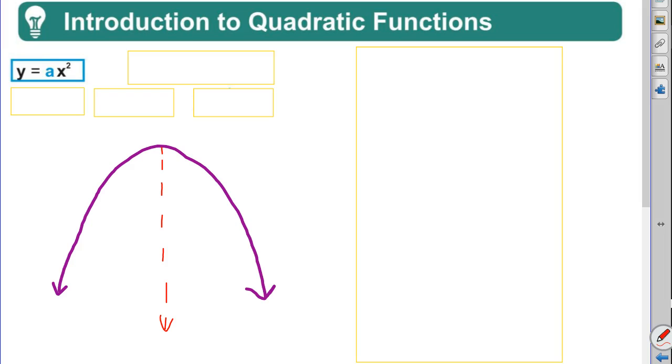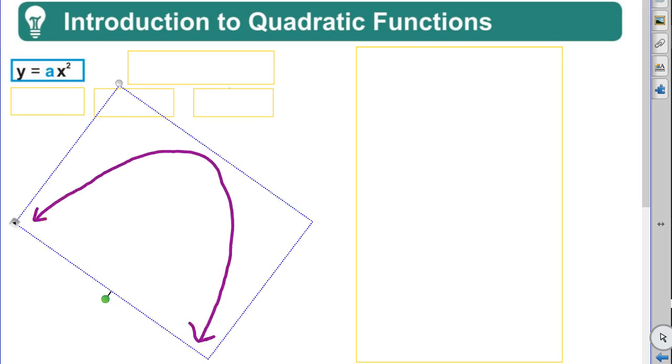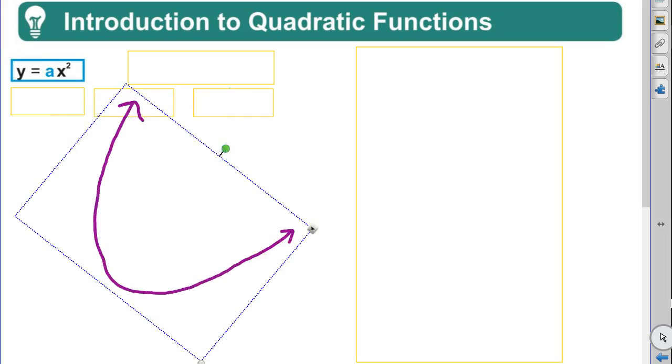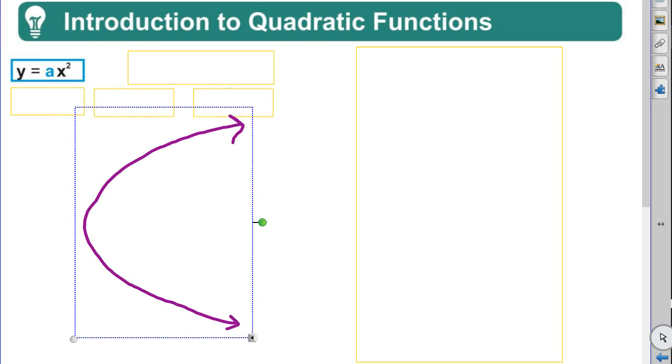And again, if I drew this perfectly, they would be mirror images. They would be symmetrical. So you have a line of symmetry as well associated with your parabola. Now it is possible for the parabola to open to the left or even to open to the right. Those are all possibilities.